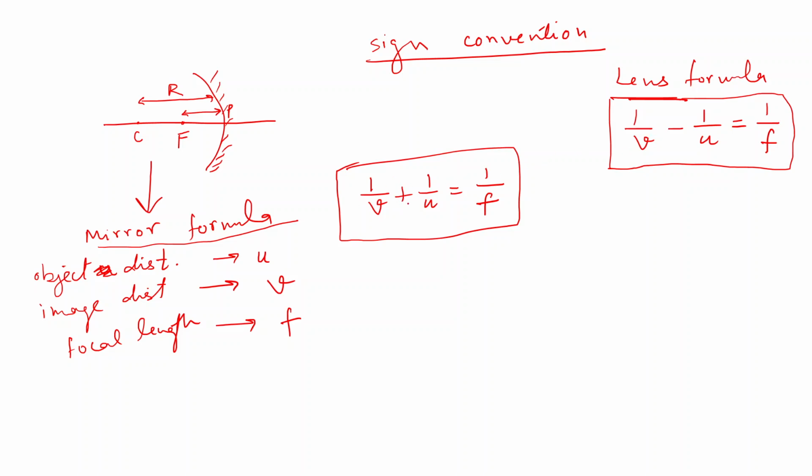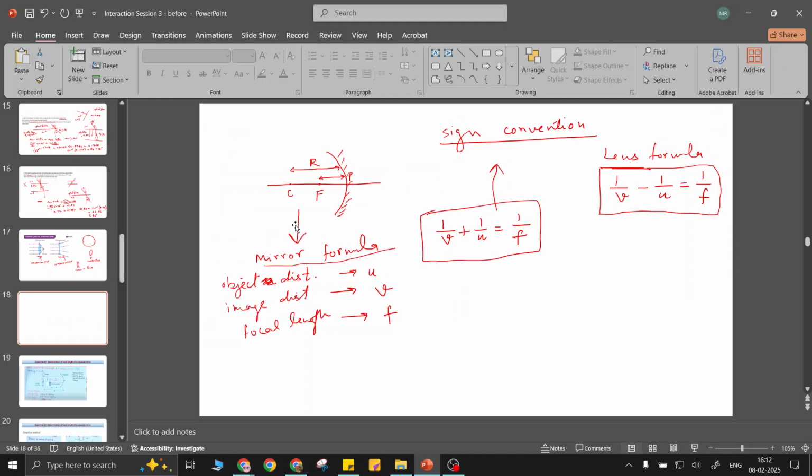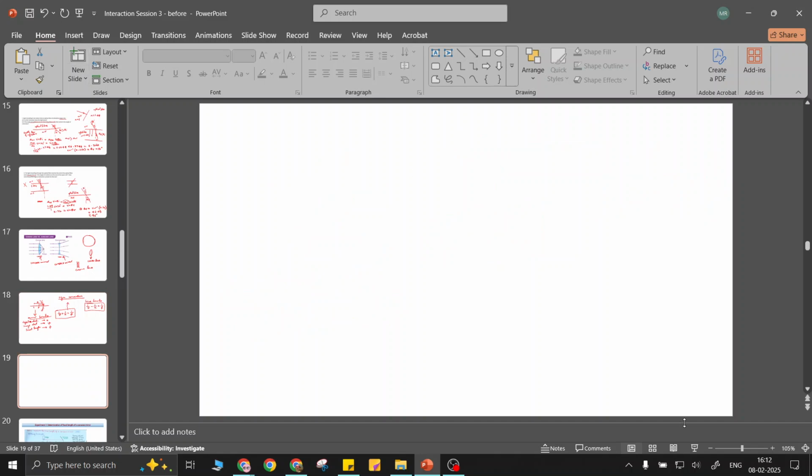Now here, for this v, u, f, depending on the type of mirror or the type of lens we are talking about, the sign of the image distance, the sign of the object distance, the sign of the focal length is different. We'll see for each case exactly what's happening, and we'll also do numerical problems where we'll repeat it many times, how these sign conventions change depending on the type of mirror or lens we are using.